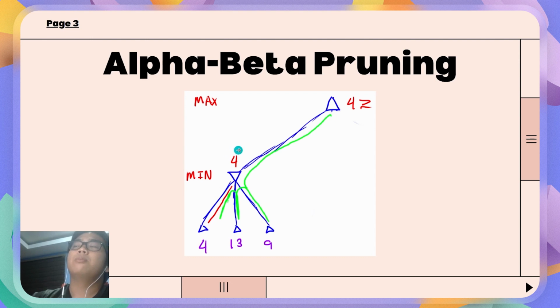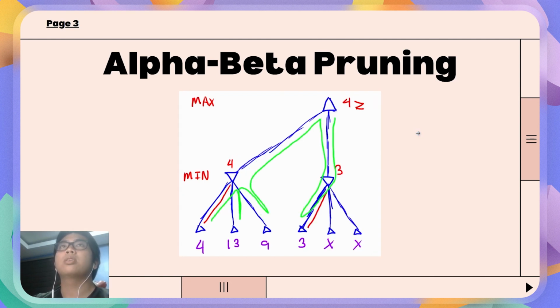So now with that information, player 1 can now say, okay, I know that player 2 is going to pick a possible value of 4. I want to pick the greatest possible value. Therefore, given the circumstances of what player 2 is going to choose, I can only expect a value that is 4 or greater. So now after that, we explore the second node of the second layer, and we see that min encounters a value of 3.